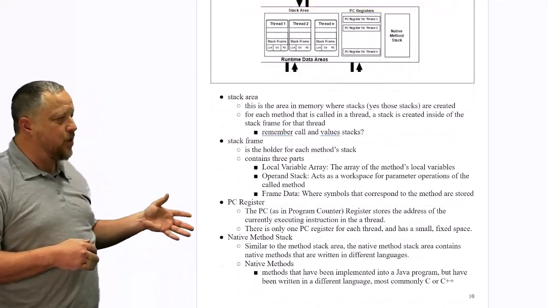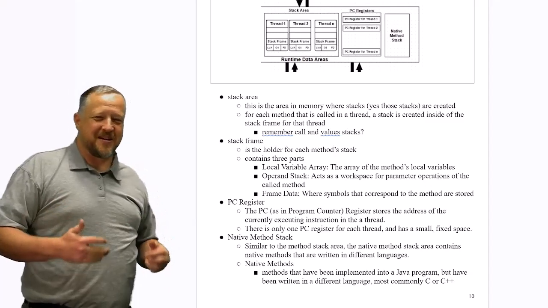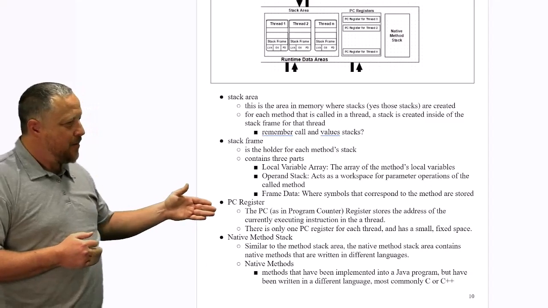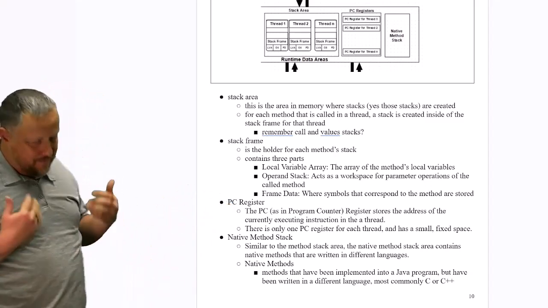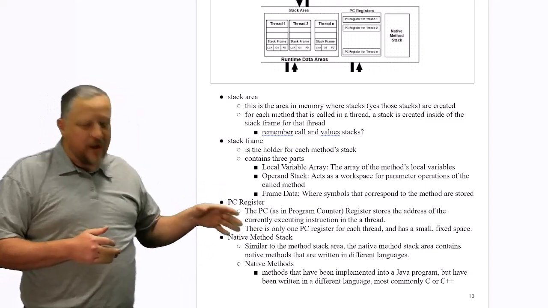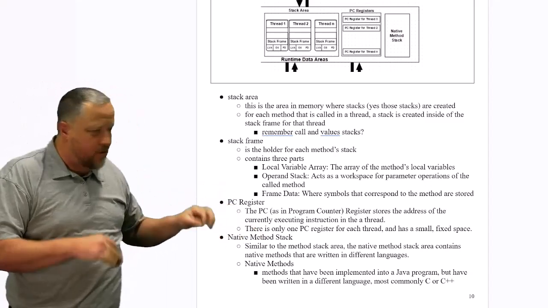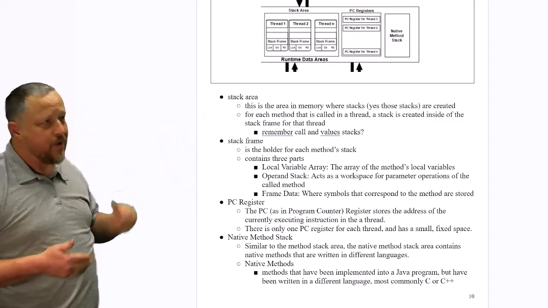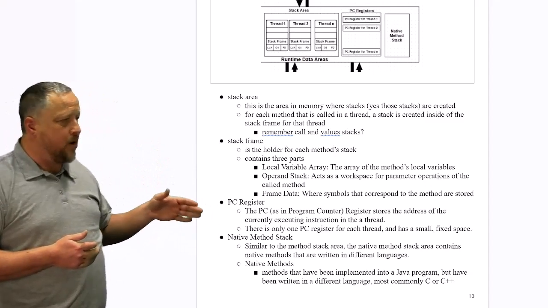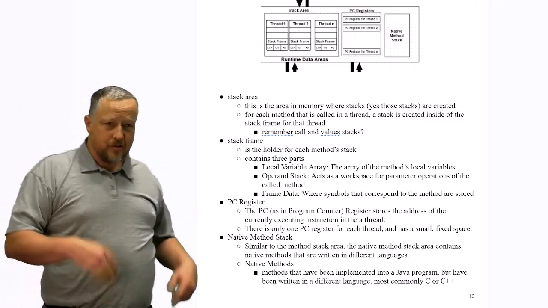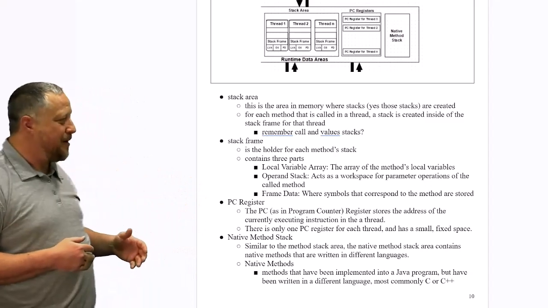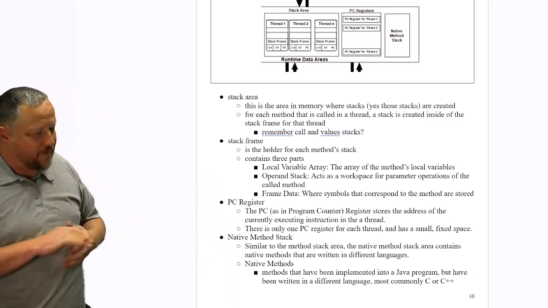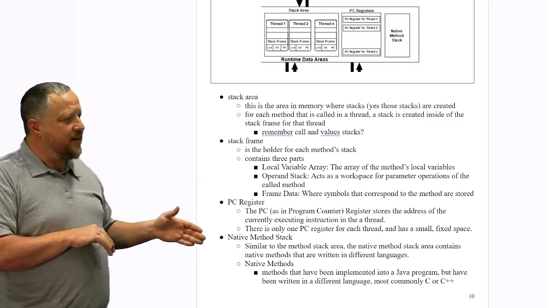The next portion is our PC register. This should sound familiar from either operating systems or assembly or something of that nature. But the PC, which is really program counter, not personal computer here, registers or stores the addresses of the currently executing programs in the stack, or in the thread, really. If you have only one thread, then it's in one stack. And there's only one PC register for each thread. So again, notice it's not personal computer. It has a small fixed space that is trying to do its job on calling everything and getting everything done. And then we have our native method stack.